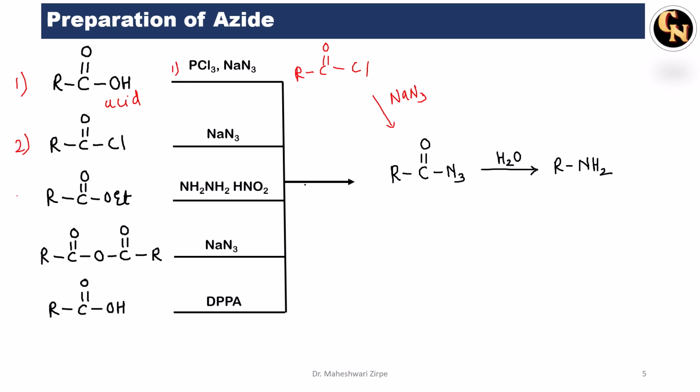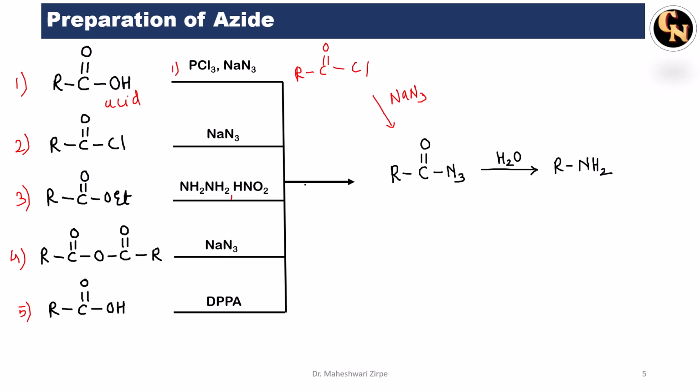Similarly, the third one is ester, the fourth one is acetic anhydride, and the fifth one again is carboxylic acid. For any one of these, the reagents written here are sodium azide, hydrazine and nitric acid, and then again sodium azide. So these are the starting materials which we can use to prepare acyl azide.